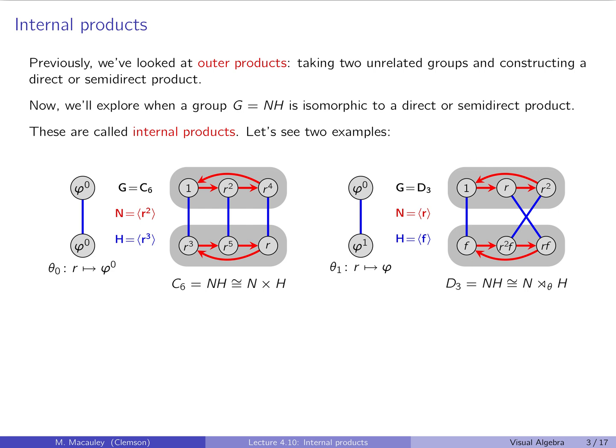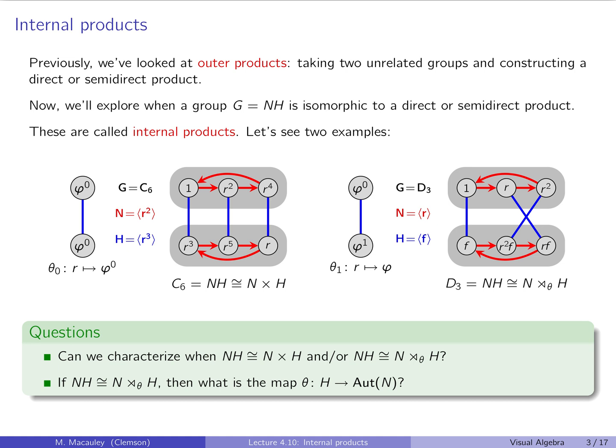Over here, we have D3. And let's take N generated by r, C3, and H generated by f. So it's the same two subgroups as we have over here. But now the so-called labeling map is different because the presentation is different. And D3 is a semidirect product of C3 with C2.